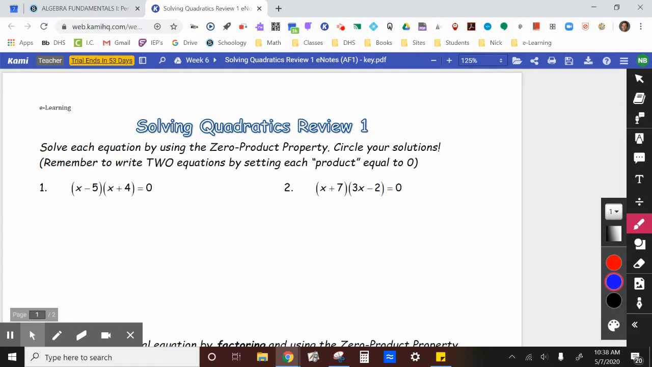For example 1, we have x minus 5 times x plus 4 is equal to 0. This is my apples and oranges again. This is my apple. So my x minus 5, I'm going to set equal to 0 and solve. To solve this one, we add 5 to both sides, and we get x is equal to 5.